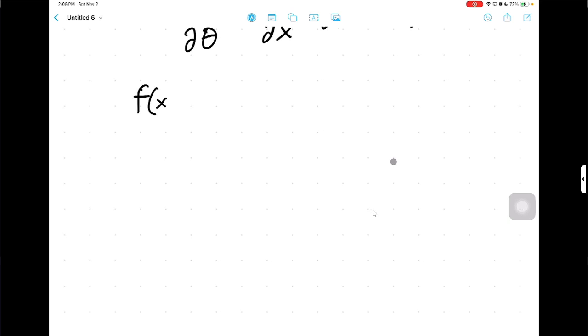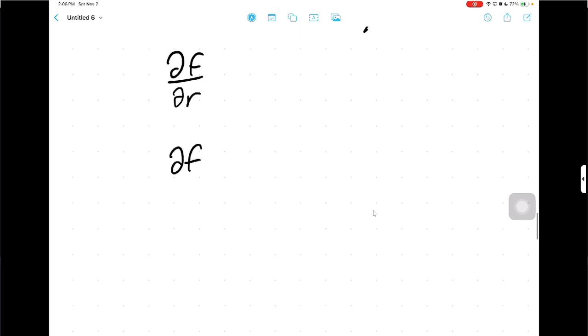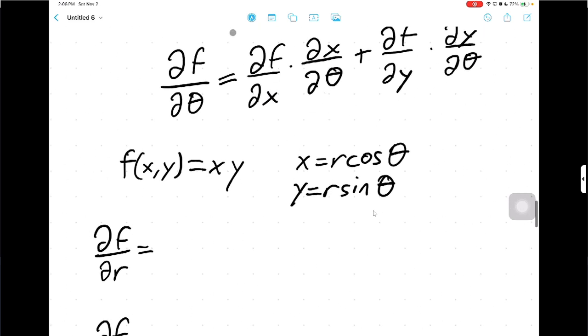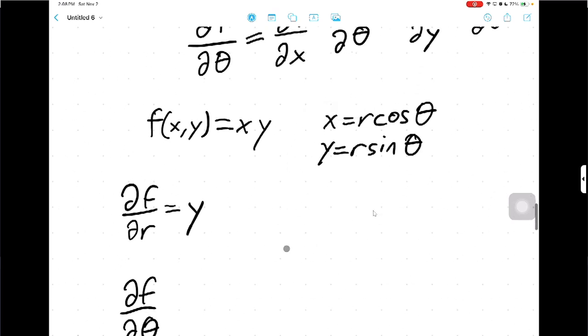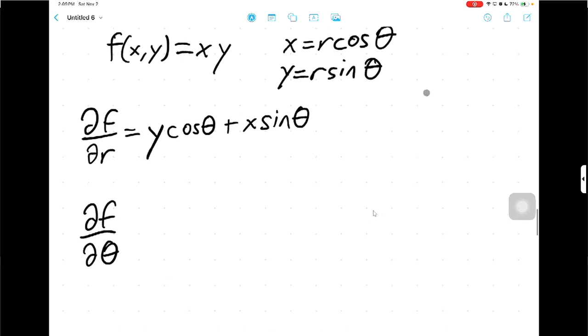Alright, so let's say we had f of x, y is equal to xy, like so. We had x is equal to r cosine theta, and y is equal to r sine theta. And suppose the question wanted you to find partial of f with respect to r and partial of f with respect to theta. Using our rule here from earlier, we'd have partial f with respect to x, which is going to be y, times partial of x with respect to r, which is going to be cosine of theta, plus partial f with respect to y. This should be negative y sine theta. Oh, no, it is y cosine. Times the partial of f with respect to y, that's just going to be x, times the partial of y with respect to r, which is sine theta here, because this is a constant.